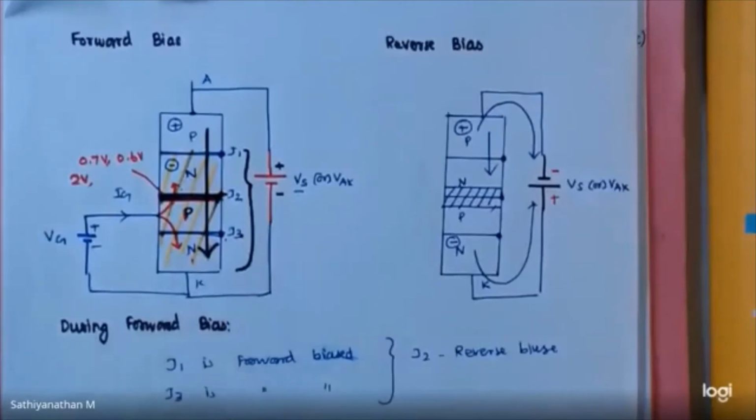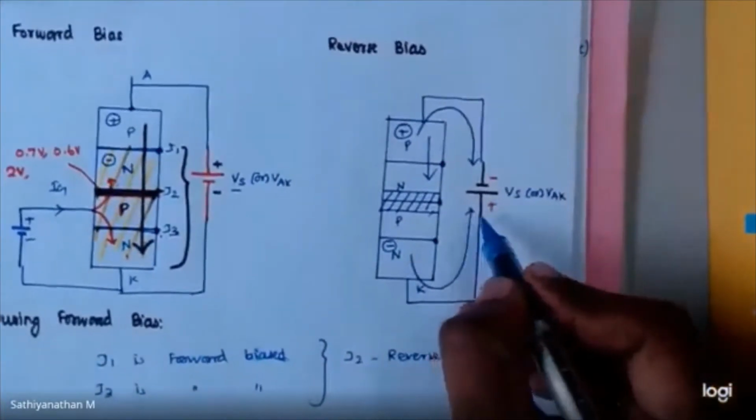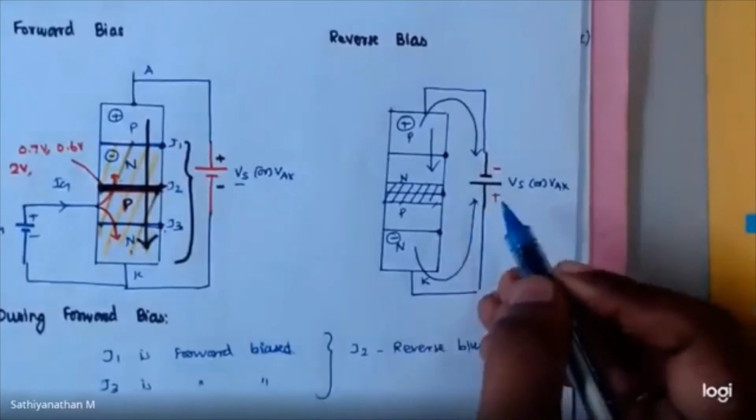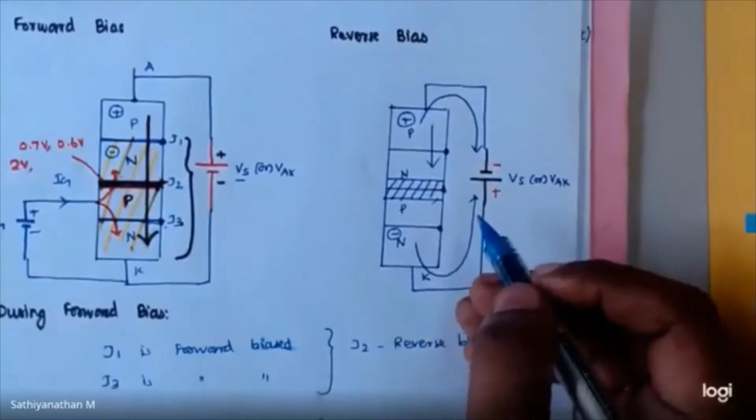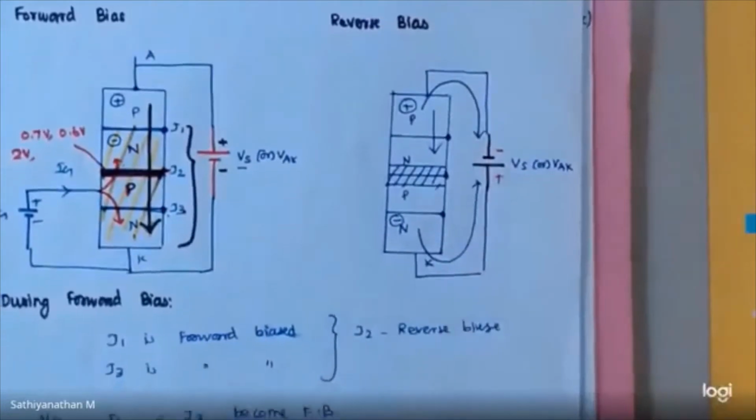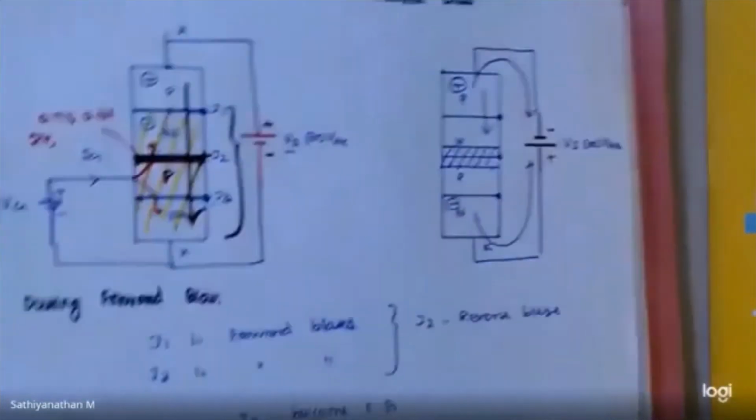If you want to turn off the device, you have to change the polarity if it is a DC source. So if it is a DC source, you have to reverse the polarity of a supply and you will be able to turn off the device. So that is the major drawback of an SCR.